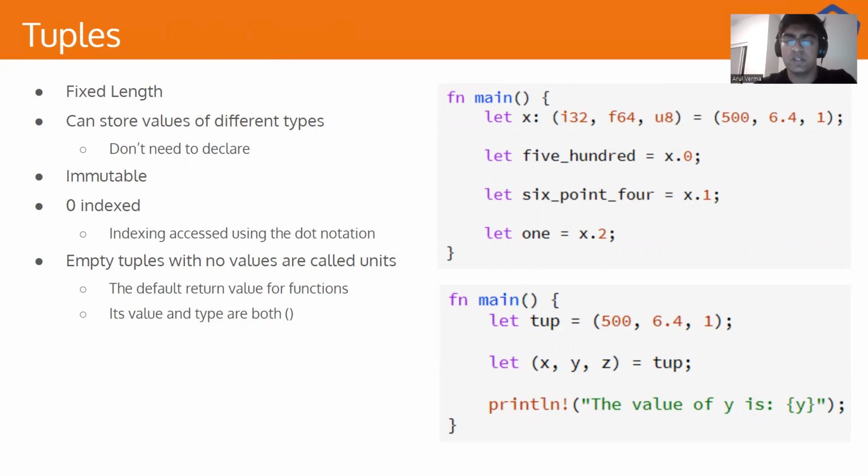Tuples are zero indexed. So if you want to access the data in your tuple, you have to start counting from zero. So this would be the 0th index, the first index, and the second index. And you would access that data using the dot notation. So x.0 would give us access to 500, x.1 would give us access to 6.4, and x.2 would give us access to 1.